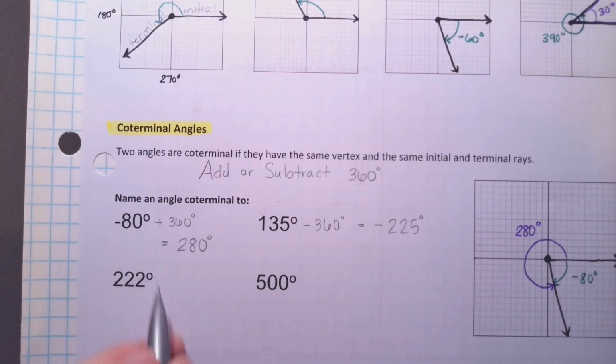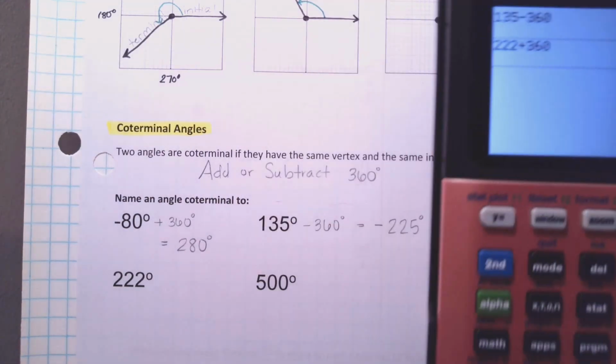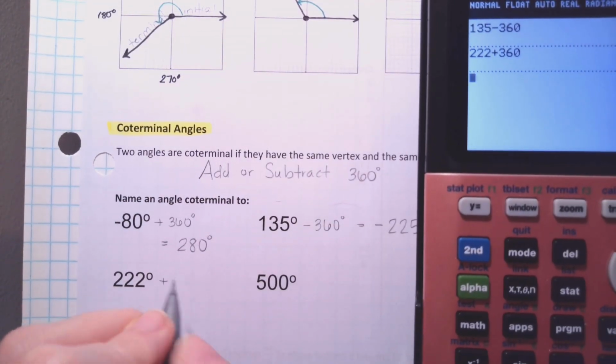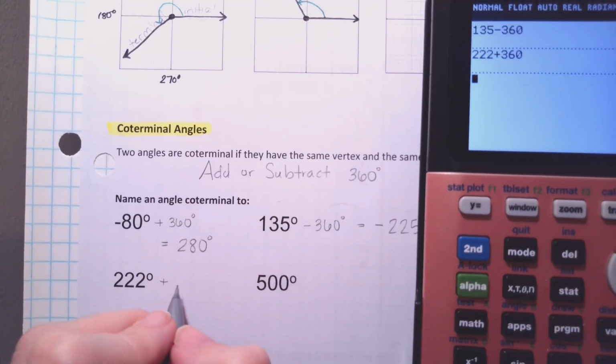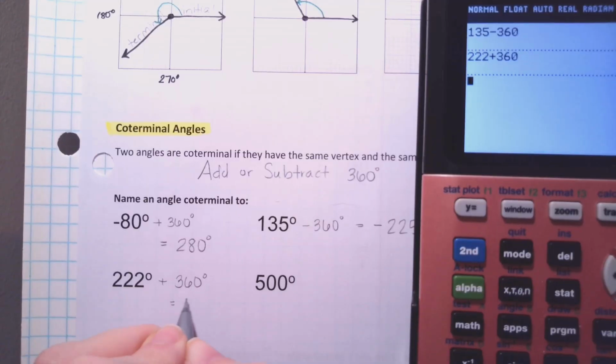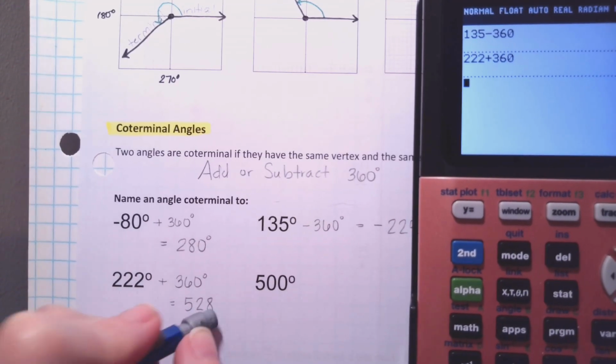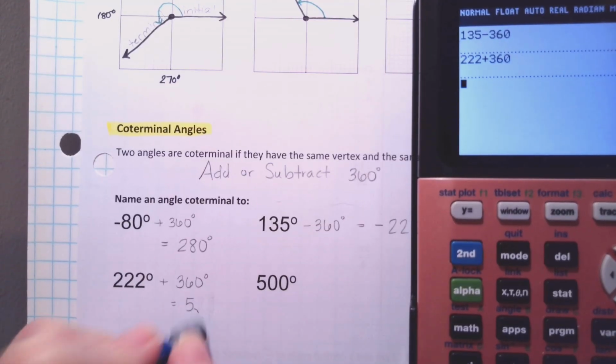Similar for the next one. It's a 222-degree angle. For that one, I'm going to add 360 just so we see it in the other direction as well. The next one would be a 582-degree angle, which would be coterminal to 222 degrees. That's 528. We want 582.